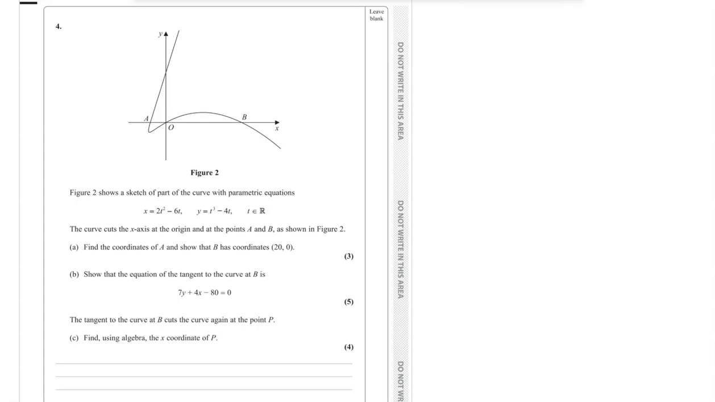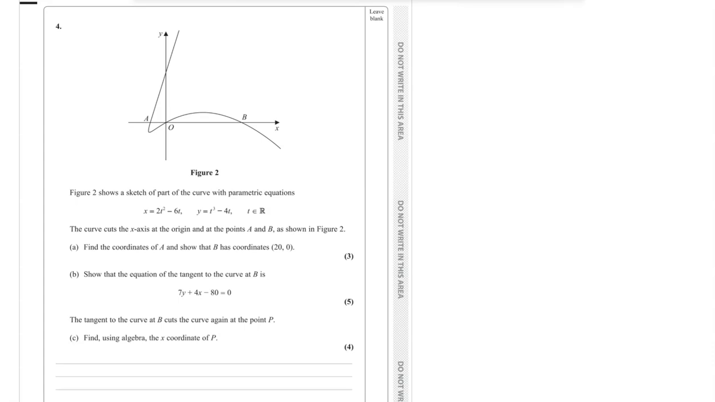So we've got our figure here with the part of a curve with parametric equations x and y that are defined, as you can see there on your screen. And we're told that the curve cuts the x-axis at the origin and at the points A and B. The first part of this question, we need to find what the coordinates of A are and show that the coordinates of B are 20, 0. So let's think about our strategy here.